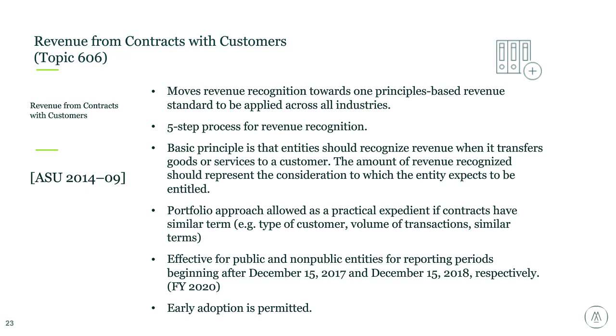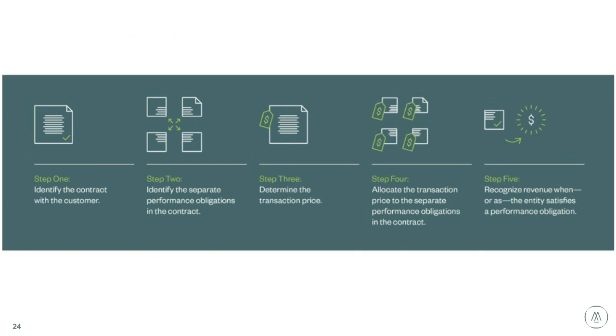The 5-step process is shown on this slide. Step 1 is to identify the contract. Step 2 is to identify the separate performance obligations within the contract. Step 3 is to determine the transaction price. Step 4 is to allocate the transaction price to the separate performance obligations identified. And step 5 is to recognize revenue when or as the entity satisfies a performance obligation.